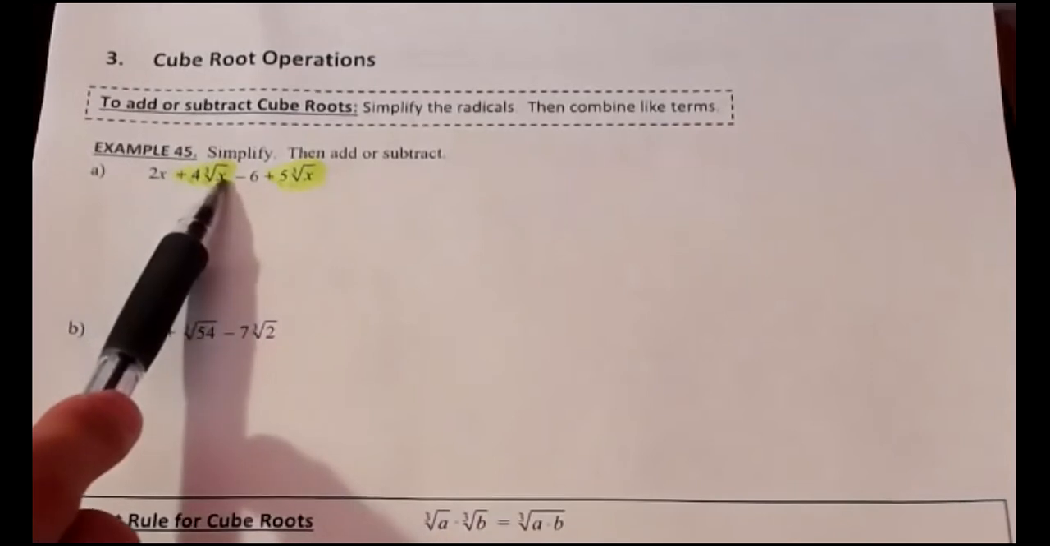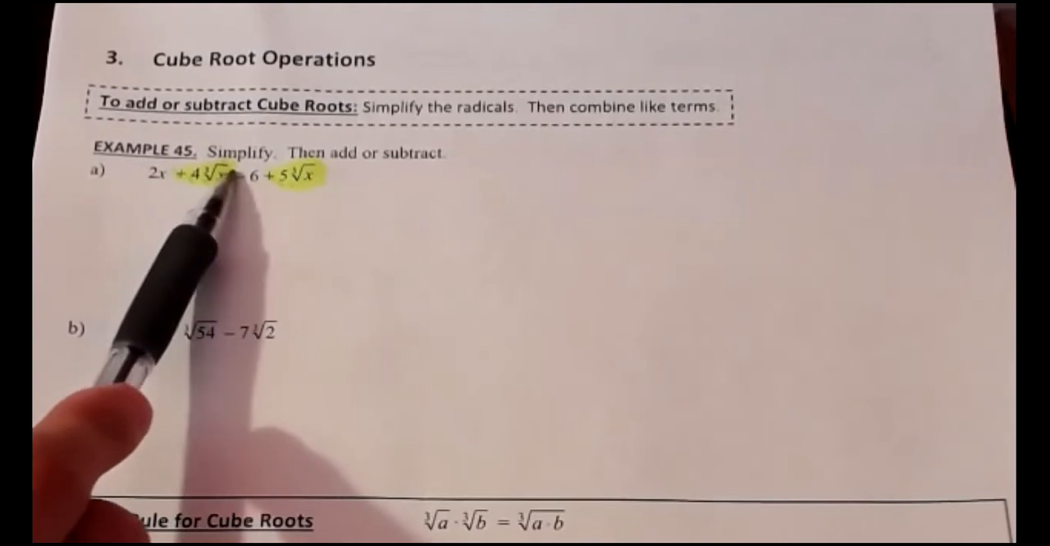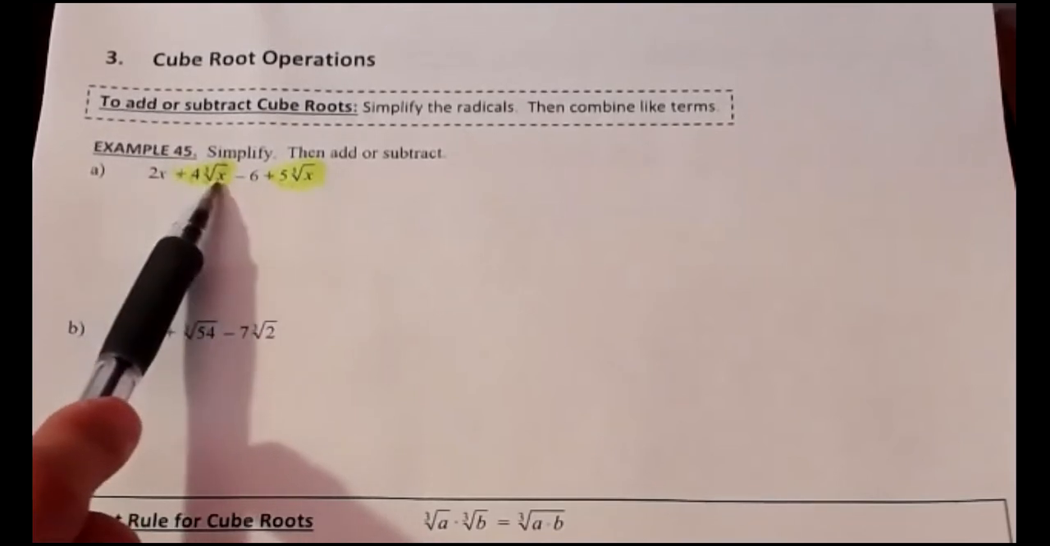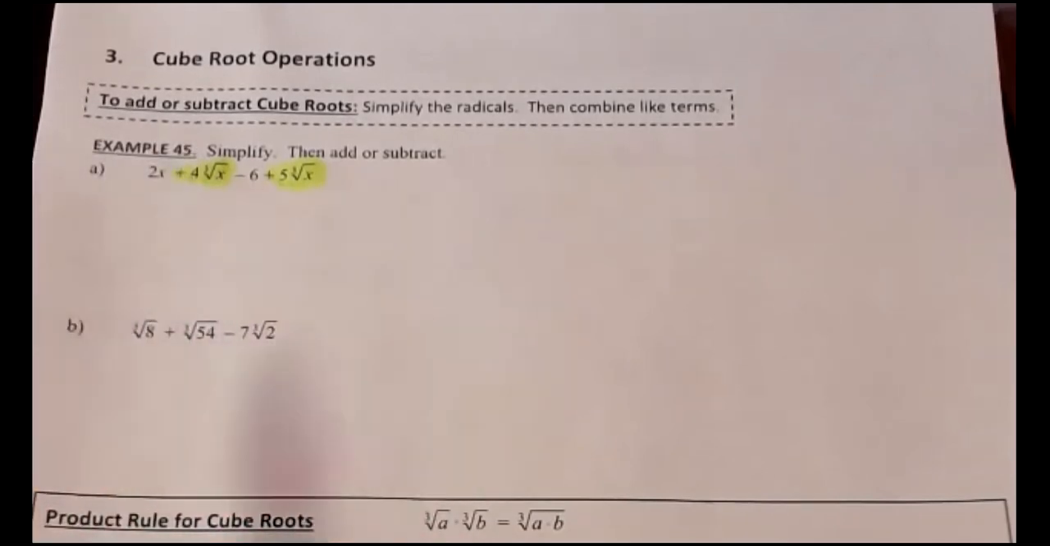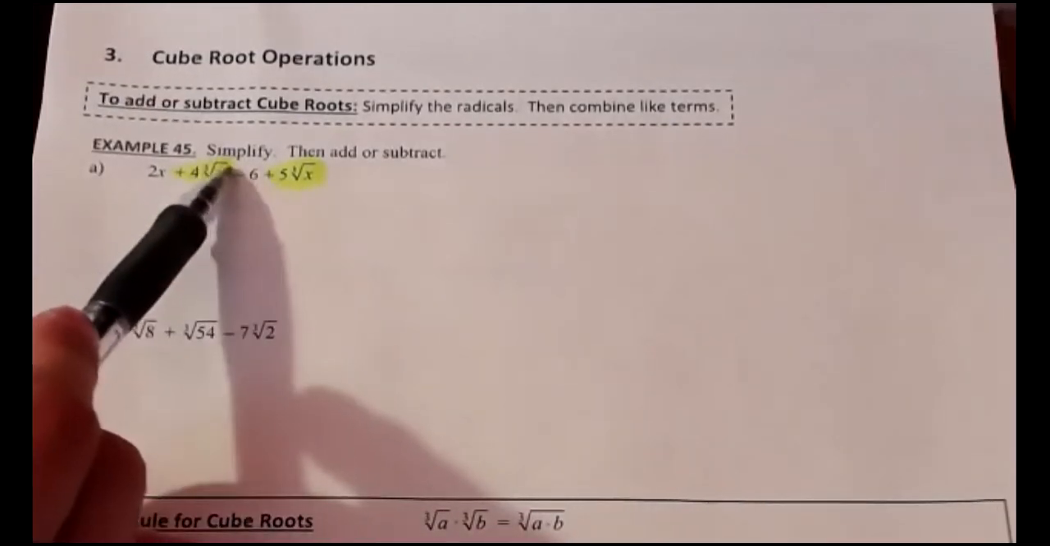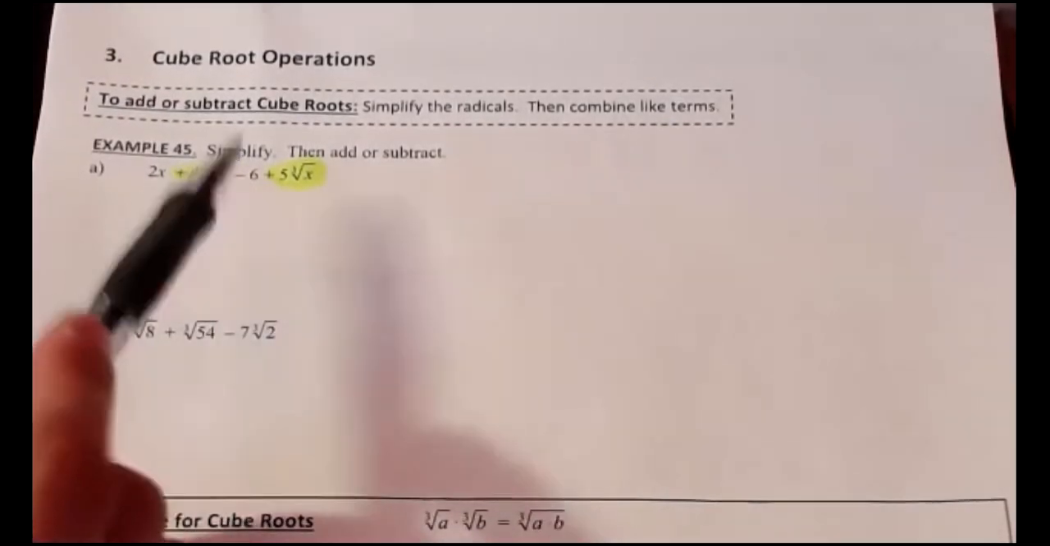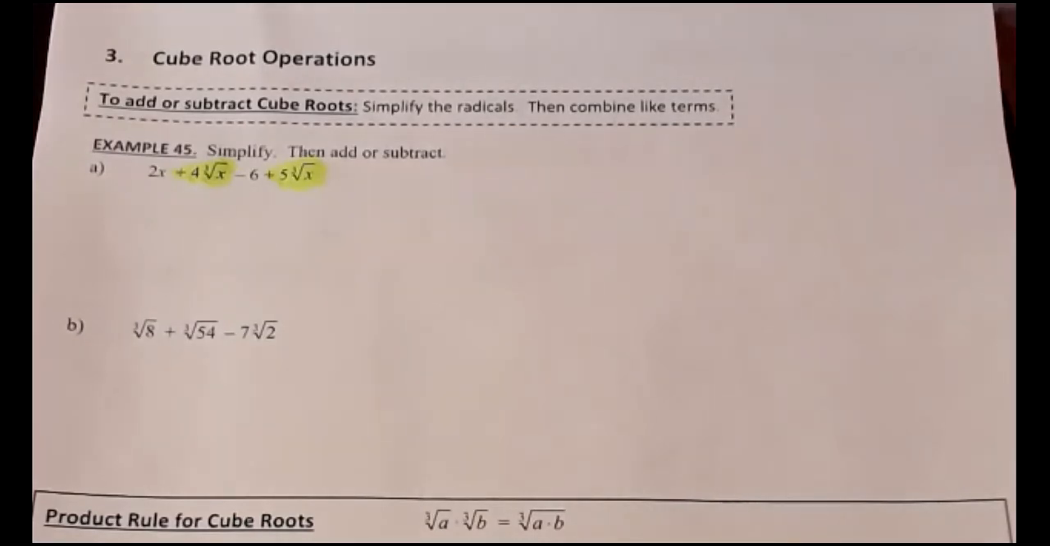What would the power have to be here if it were able to be simplified? What should the power be here if we could actually simplify? What should that power be? Three, or more. You're right, 3 or more. 3, 4, 5, 6, 7, 8, 9, all the way to infinity. If that power were 3 or more, then we can simplify. But this is less than 3, so it stays.